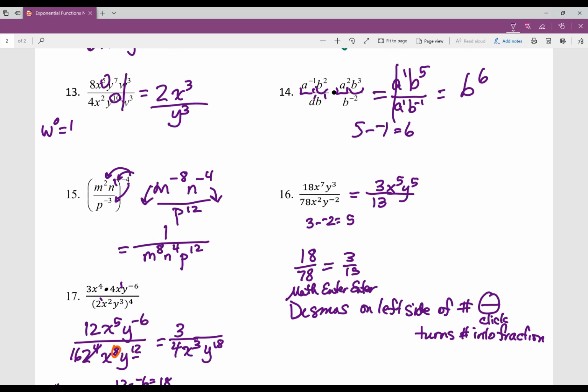So just work them one rule at a time. Usually you start with the basic rules at the top and then work your way down, okay? And so that's all you would do in order to make these exponent rules work.